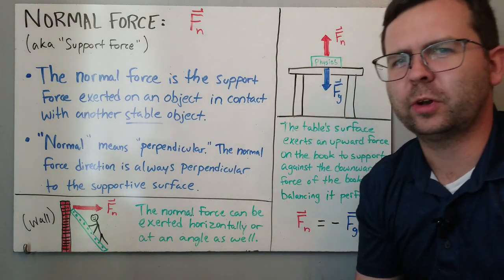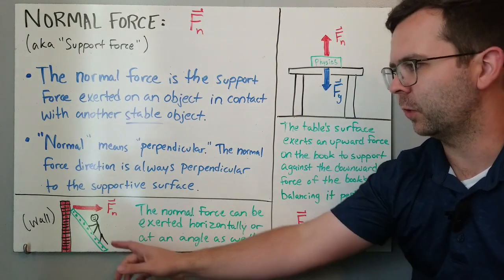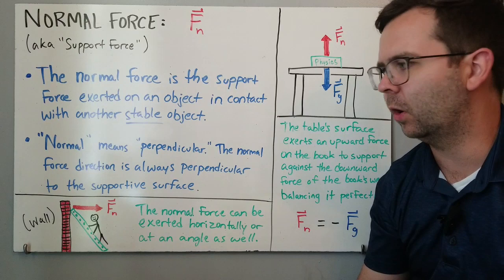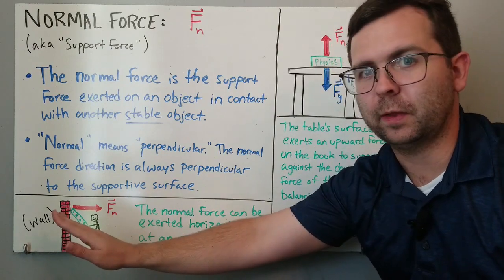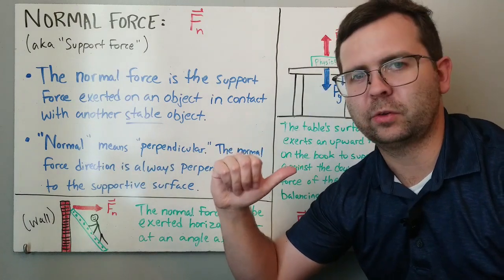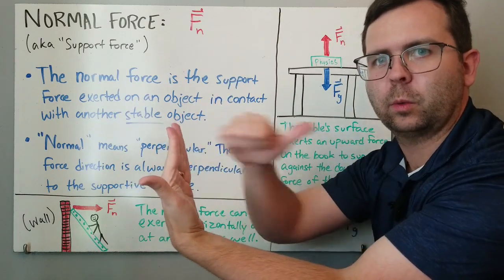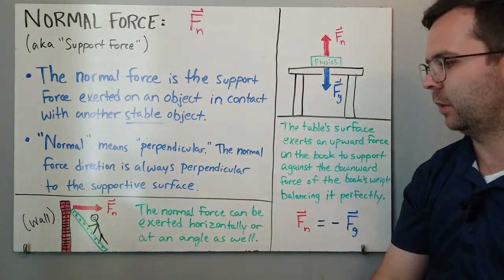The normal force can also be present in horizontal directions or at an angle. So for example, if you lean a ladder up against the wall, that ladder is supported by the wall. So the wall pushes against the ladder in a direction that's perpendicular to the wall. So the wall is up and down. The normal force is horizontal in that case.